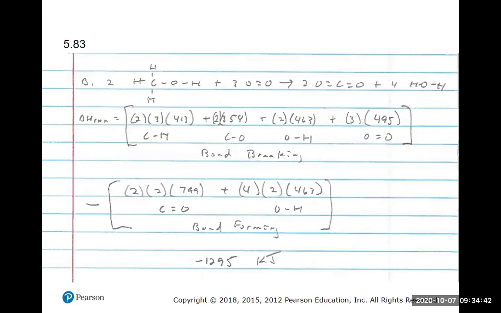Yeah, no, so in this case, it tells you table 5.4 has the bond energy. So what we want to do is first segregate things into bond breaking and bond forming. Bond breaking is the reactants. That's everything on the left.